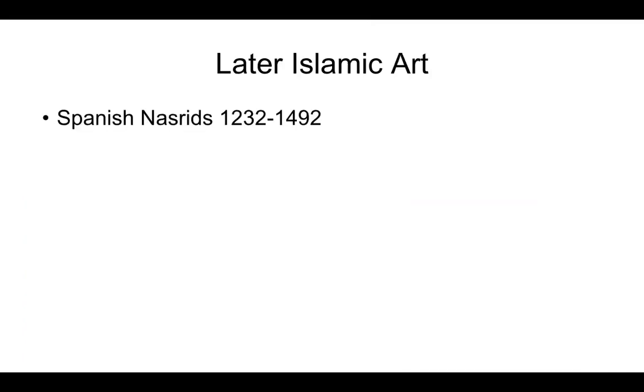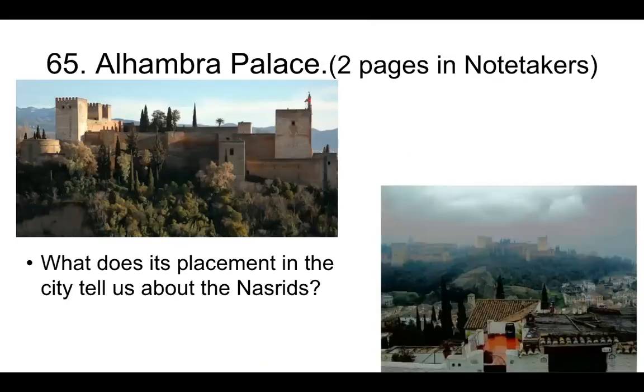Okay, so keeping in Spain, we're going to look at a later Islamic stronghold. We have the Nasrids from 1232 to 1492. This is in the city of Granada. One of the things that you might notice based on this contextual image that they've included in our image set is that it is, right, on a hill, right?